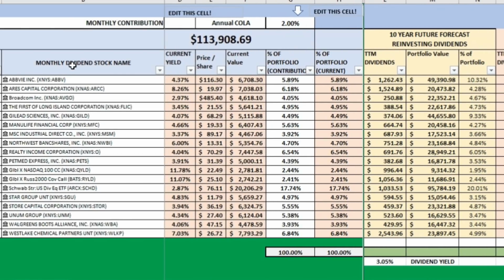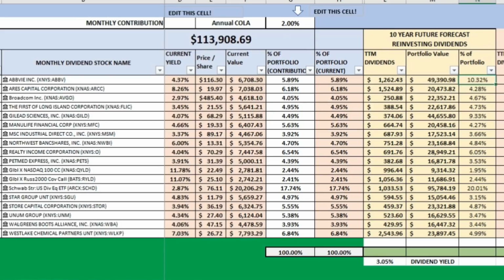So now you can see how these holdings adjusted here. So we've got all these different holdings and their current portfolio weighting versus where they're weighted here. You'll notice that, for example, AbbVie is only 5.89% weighting in the portfolio, but if we let things go organically, it would be 10% of the portfolio and worth quite a bit and generating quite a bit in dividends after 10 years. So notice that right now the portfolio is worth $113,000.